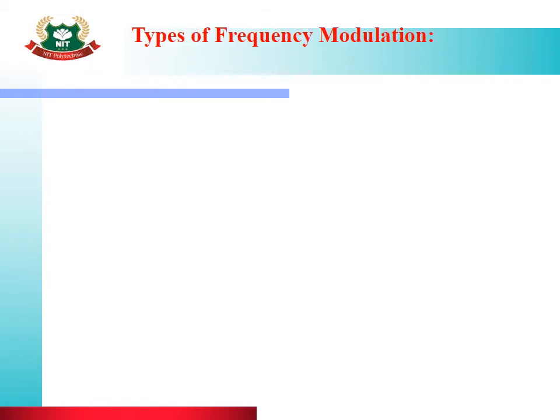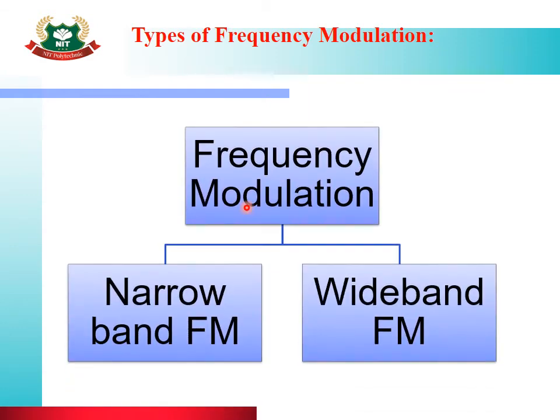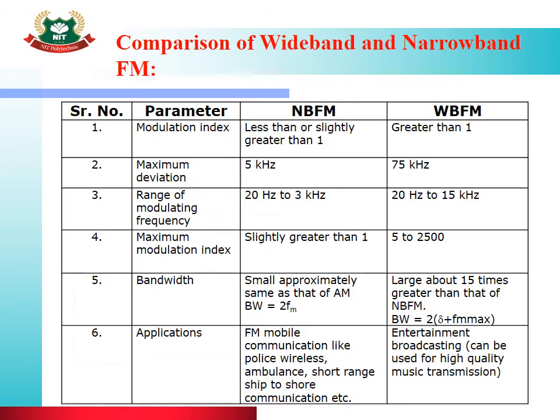What are the types of frequency modulation? There are mainly 2 types of frequency modulation, out of which one is narrow band frequency modulation and the second one is the wide band frequency modulation. This frequency modulation gets divided into 2 parts, कौन से, narrow band frequency modulation and the wide band frequency modulation. The question will be asked in the examination on the comparison of wide band and narrow band frequency modulation.